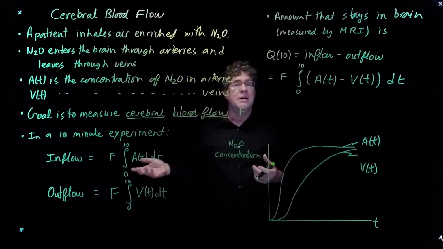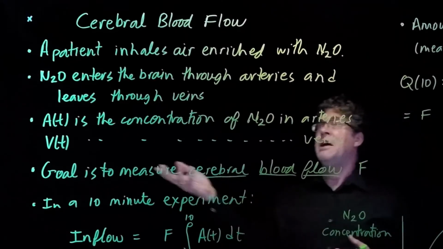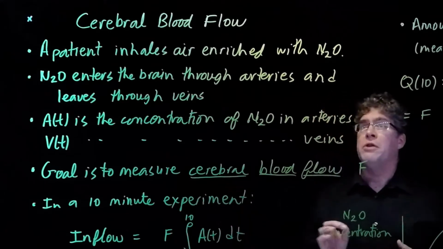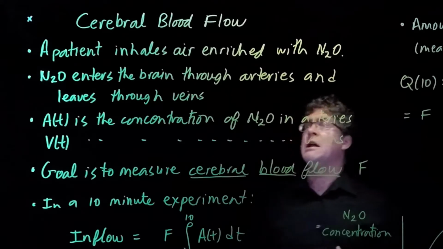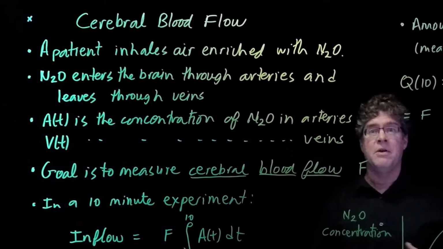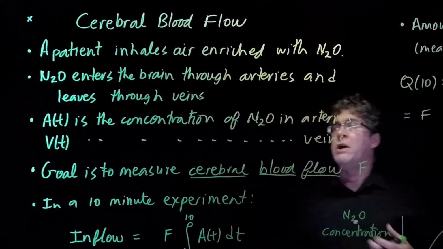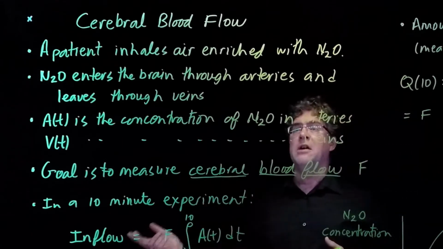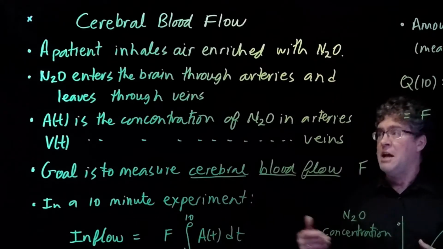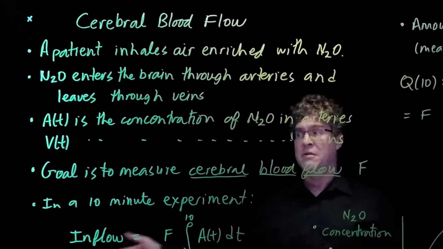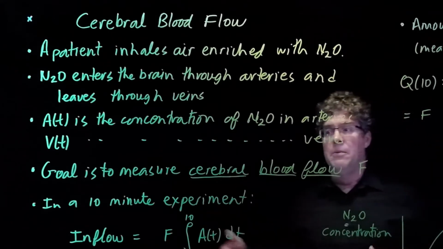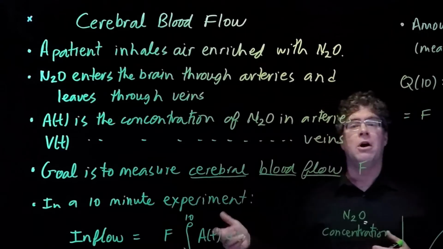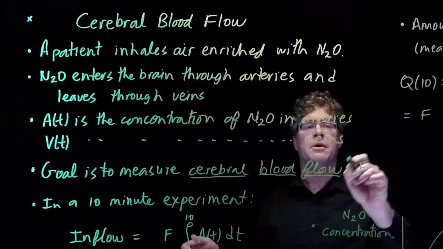And so the experiment is as follows. A patient inhales air enriched with nitrous oxide. This nitrous oxide enters the brain through arteries and leaves through veins. So we call A of T the concentration in the arteries and V of T the concentration in the veins. So our goal, however, is to measure the blood flow to the brain, called the cerebral blood flow, and we call that F, and that's what's shown right here.